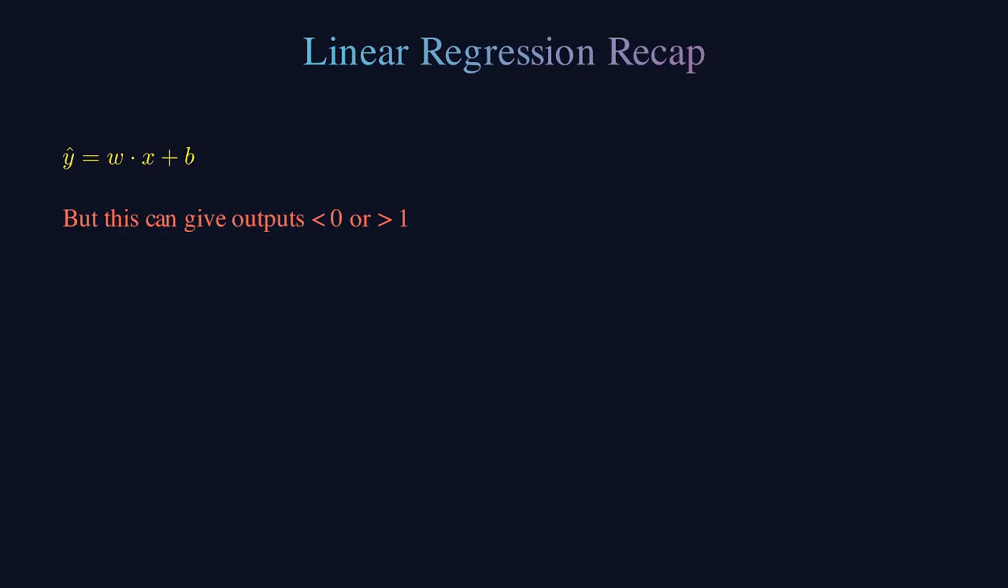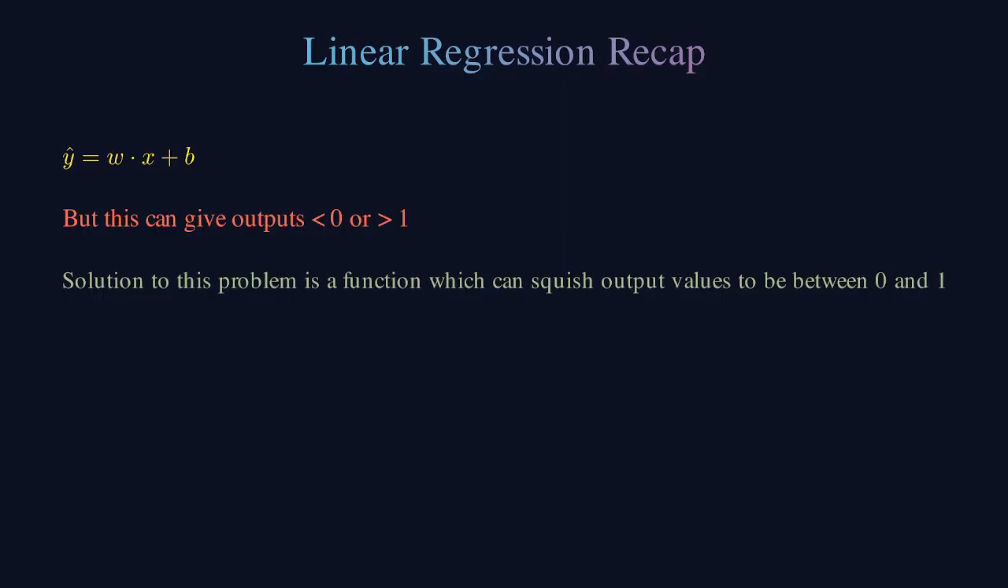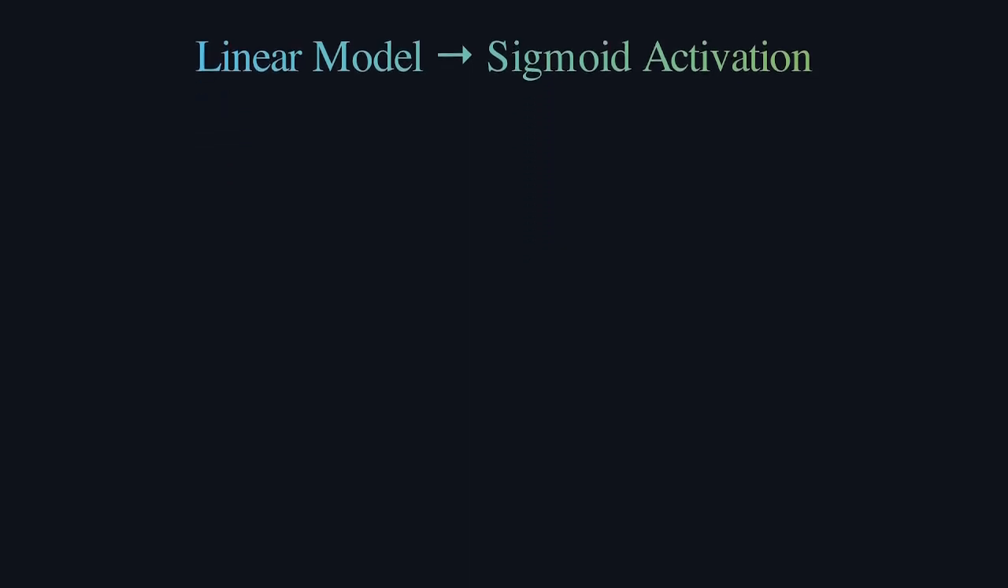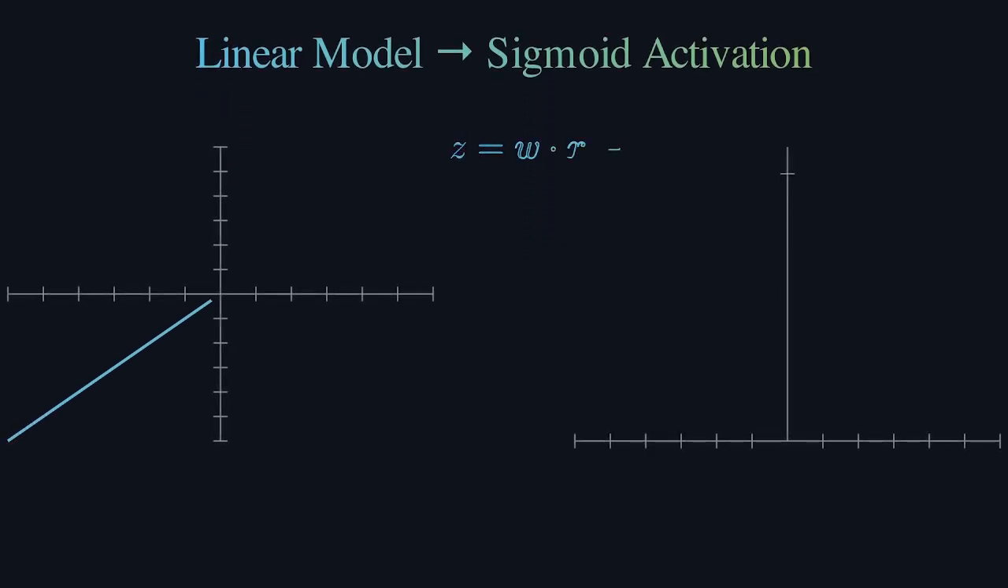But if we want our output in binary format, let's say yes or no, 0 or 1, then we have to squish our output. How we can squish our output mathematically, we will understand here. There is a function called the sigmoid activation function. Here we will see how we move from a linear model, which is linear regression, to a sigmoid activation function. So let's look at these two graphs.